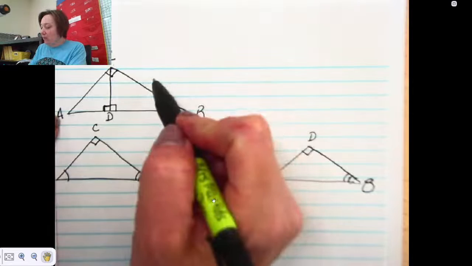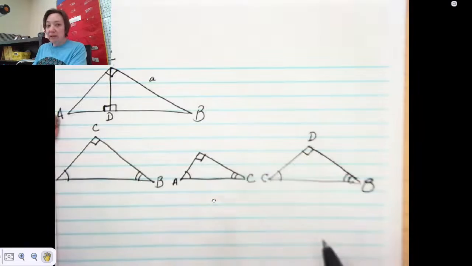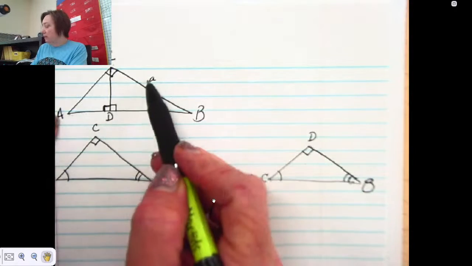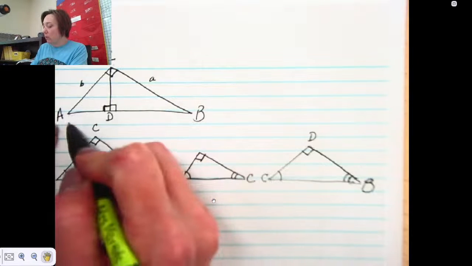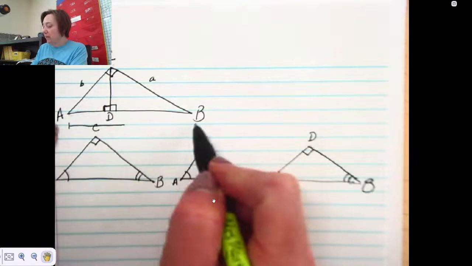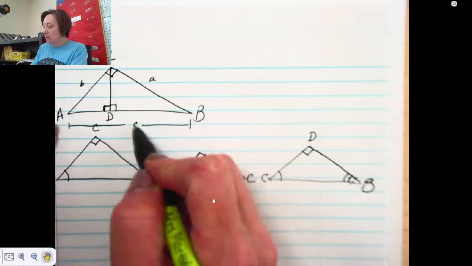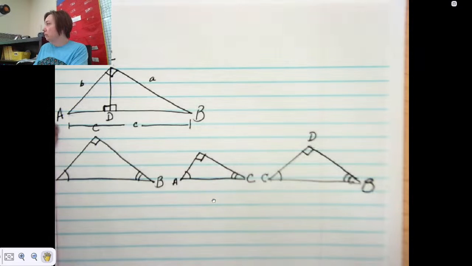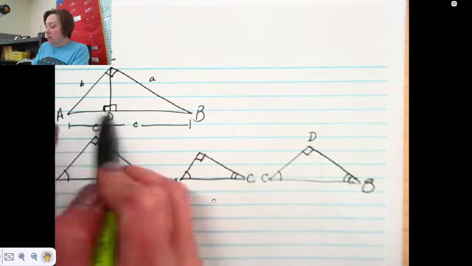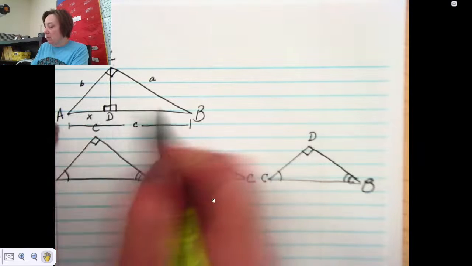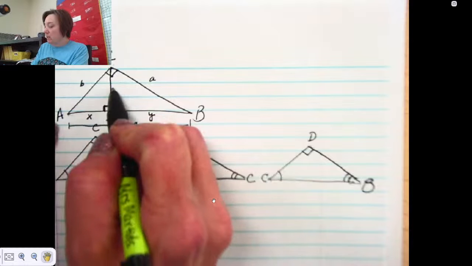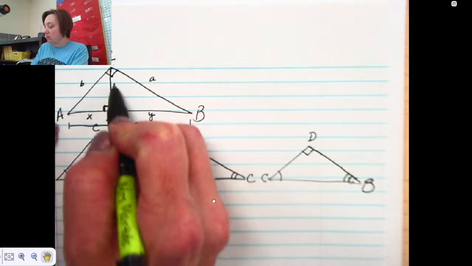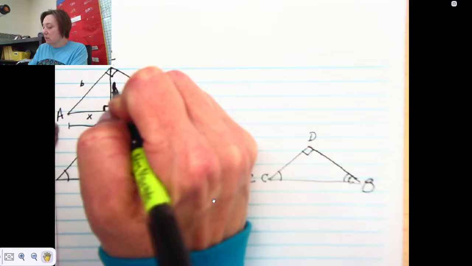Now, we're going to call this side little a. See how it's across from A? We're going to call this side little b because it's across from B. And then we're going to call this full side down here little c. All right? We're going to call this piece X, this piece Y, and this piece, let's call it H. I think that's what your book does.